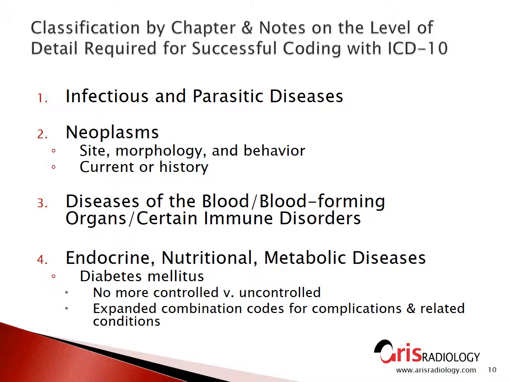Chapter 1 is infectious and parasitic diseases. Chapter 2, neoplasms, are coded by site, morphology, and behavior, and whether it is a current malignancy or a history of malignancy that no longer exists. Chapter 3, diseases of the blood and blood-forming organs and certain immune disorders. Chapter 4, endocrine, nutritional, and metabolic diseases.